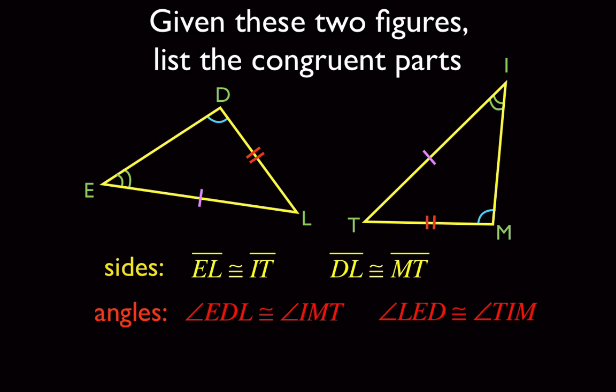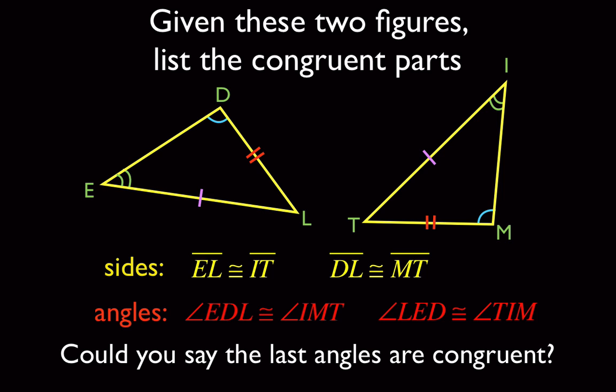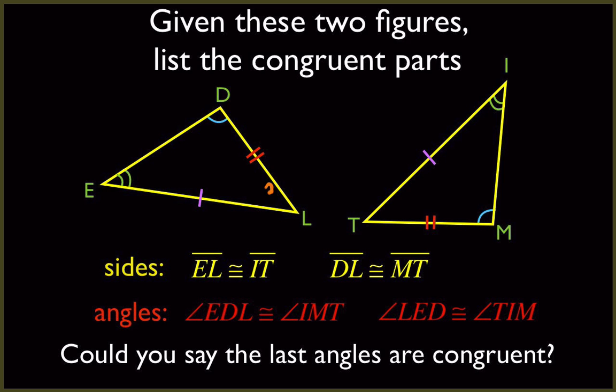So those are the parts that are labeled congruent. My question for you, and I want you to think about this, is could you say the last angles, meaning, I'll put a note here, this one here and this one there, could you say that those two angles are in fact equal to each other? Okay, the picture doesn't label them, so I can't say they're congruent, but as we go forward with this, you want to start thinking about things you do know that maybe aren't necessarily labeled.